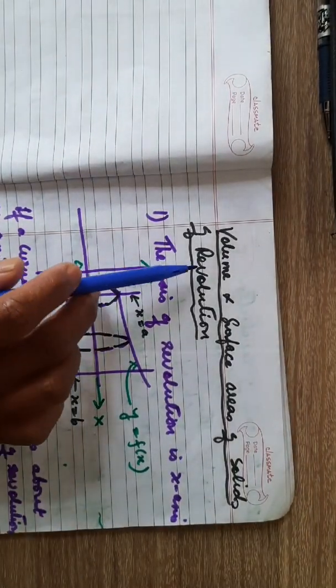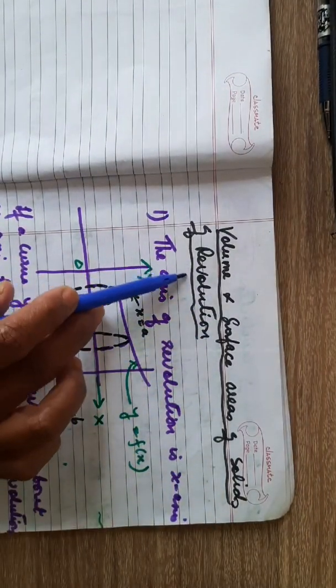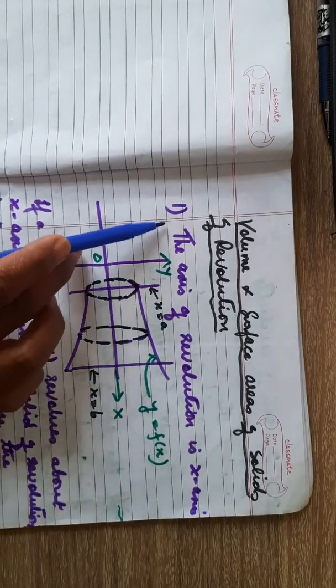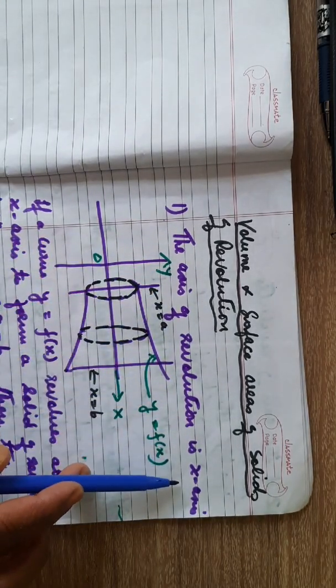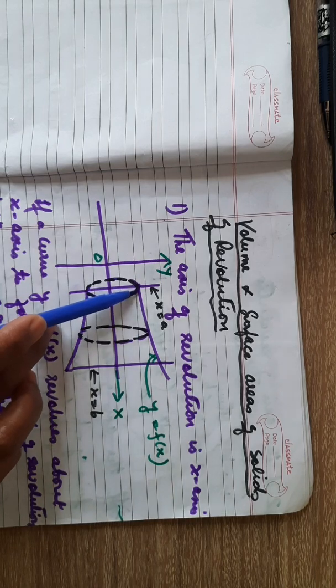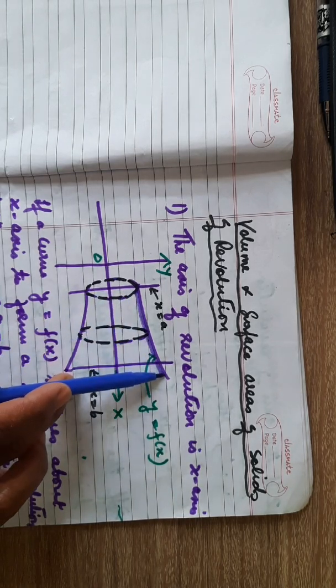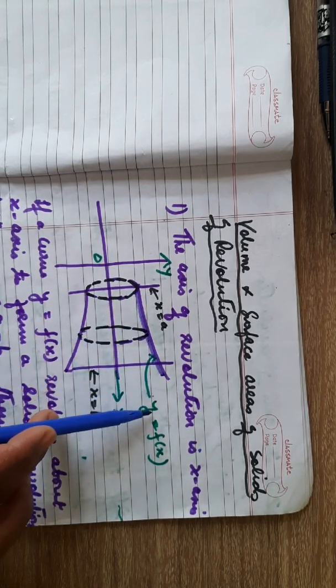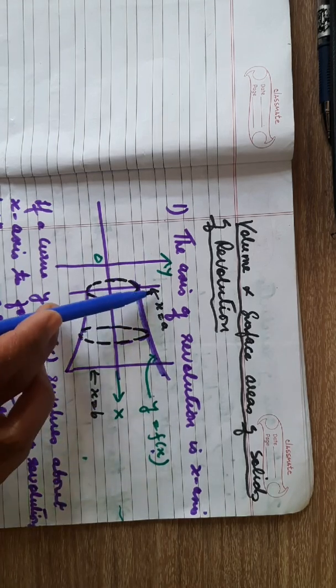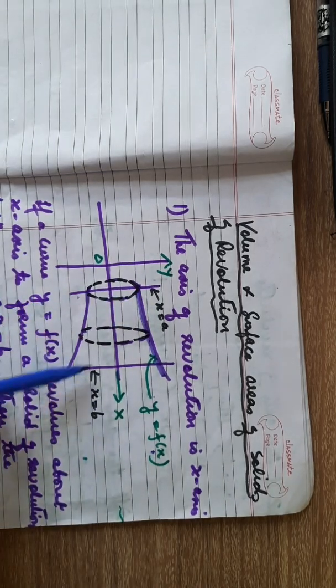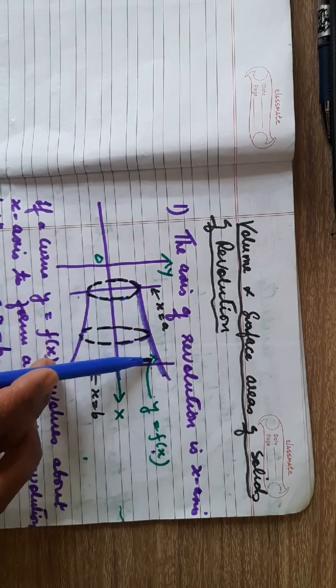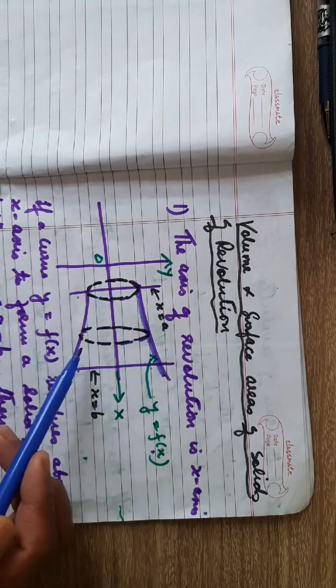Now let us discuss the volume and surface areas of solids of revolution. The first case is if the axis of revolution is the x-axis. That means if the given curve, for example, suppose this one is a given curve represented by y is equal to f of x, between x is equal to a and x is equal to b, it will be a closed curve.